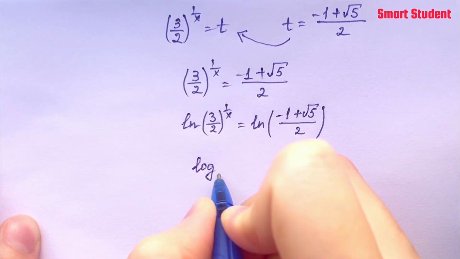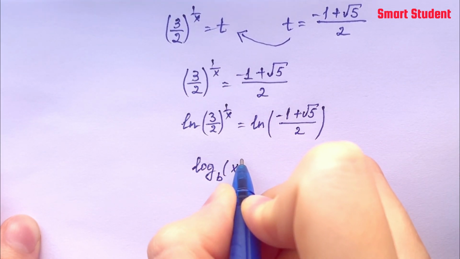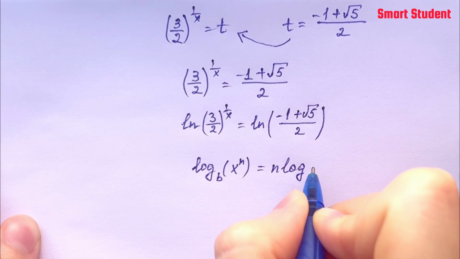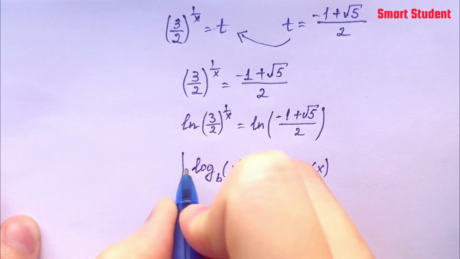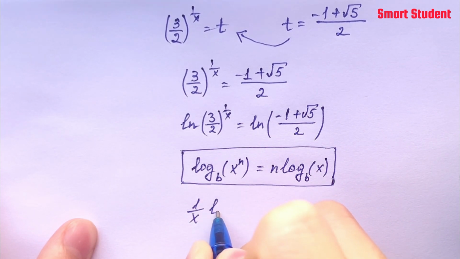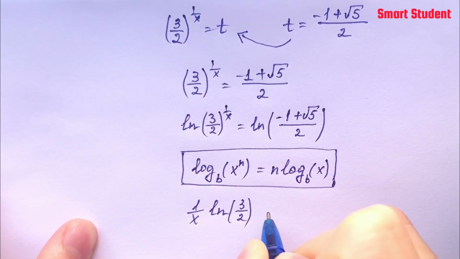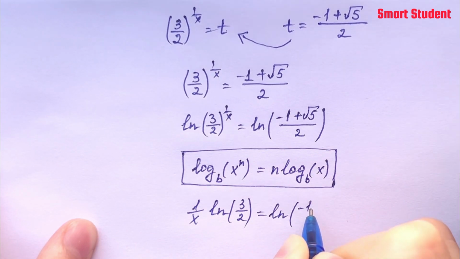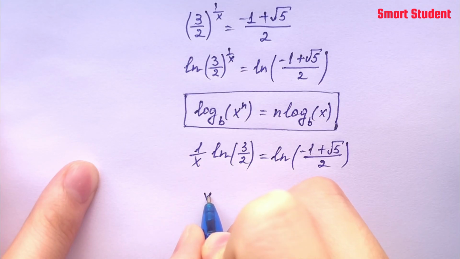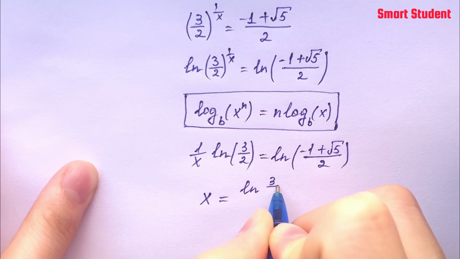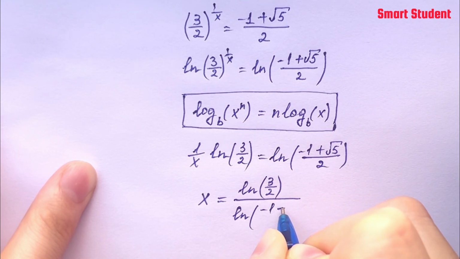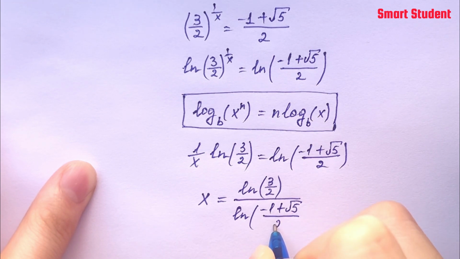According to the power rule for logarithms, we can write log to the base b of x to the power of n is equal to n times log to the base b of x. Then 1 over x times ln 3 over 2 equals ln of (minus 1 plus root 5) over 2. So x equals ln of 3 over 2 over ln of (minus 1 plus root 5) over 2.